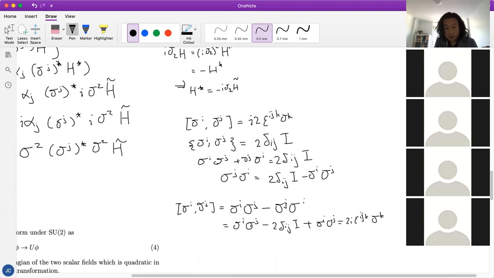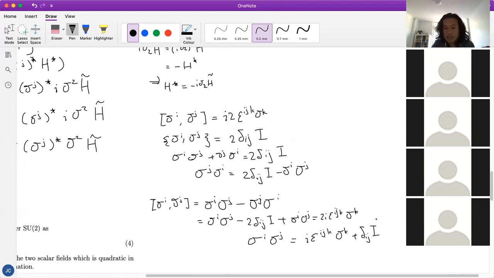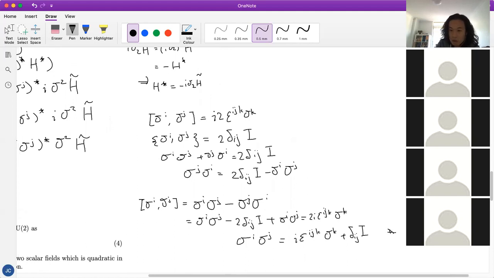Okay, so collect these two together, you get factor 2, all the 2's cancel out. So finally, I get this relation saying sigma i, sigma j is equal to i epsilon ijk sigma k plus delta ij I. This is the identity matrix. Cool. Okay, so this is the core equation I'm going to use.